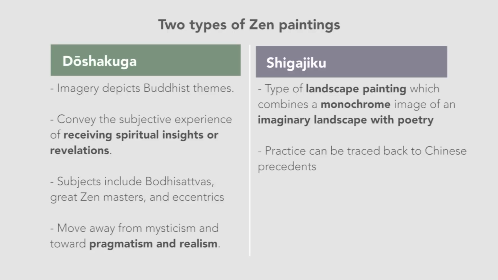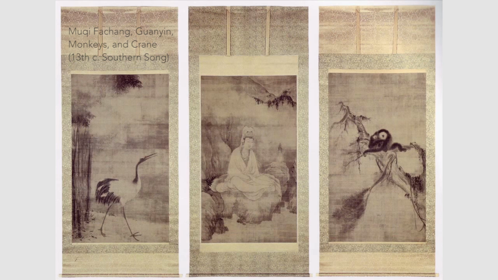Shigajiku is a type of landscape painting which combines a monochrome image of an imaginary landscape with poetry in a hanging scroll. This practice can be traced back to Chinese precedents. China's educated elite had long expressed themselves through poetry and calligraphy, but during the Tang Dynasty they had also begun to turn the calligraphic brush to painting landscapes as another way of expressing their feelings on a subject or to commemorate a particular event.